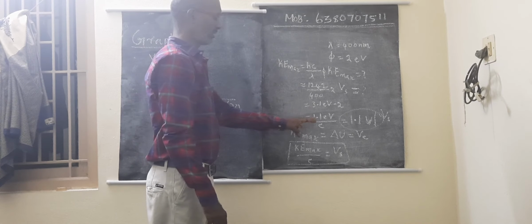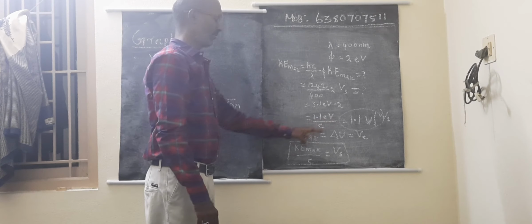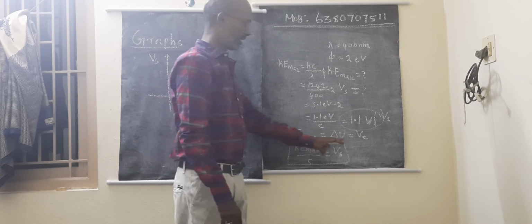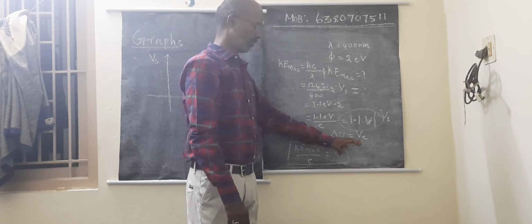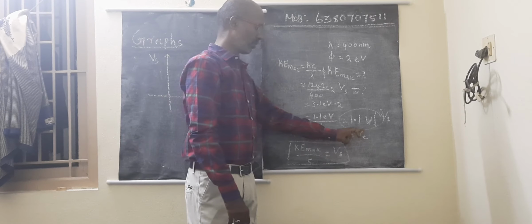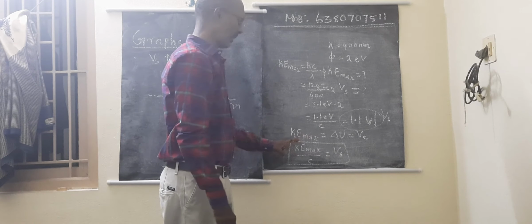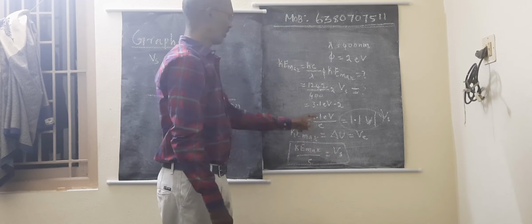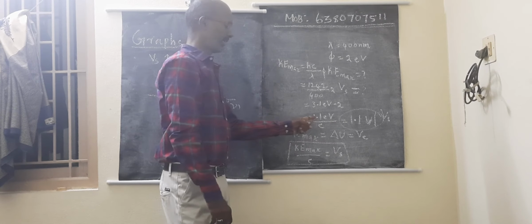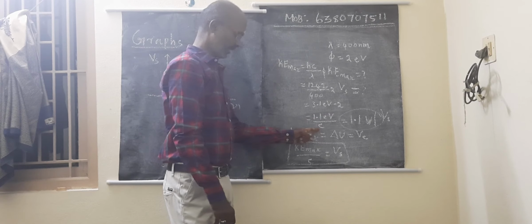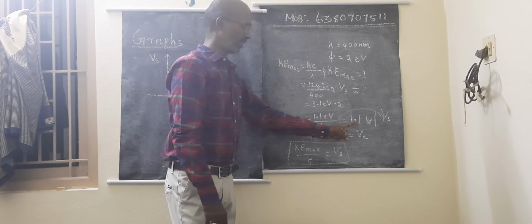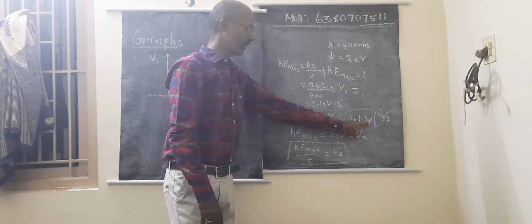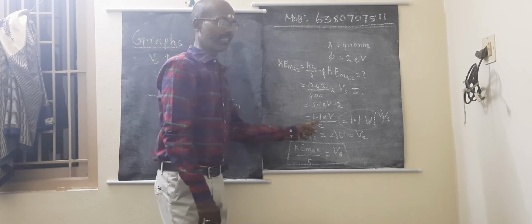Kinetic energy maximum is 1.1 electron volt. We know that kinetic energy max is equal to the change in potential energy. Potential energy is voltage into charge. If you want to find that voltage, divide by the charge, and you will get the stopping potential. Here it is 1.1 electron volt divided by the charge of the electron, you will get 1.1 volt. This will be the stopping potential. This is the maximum kinetic energy.